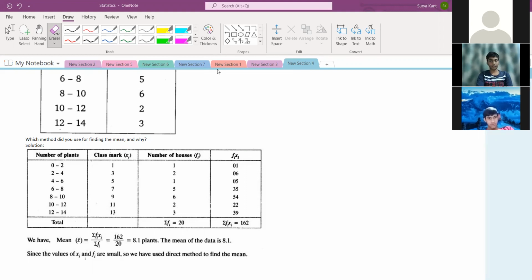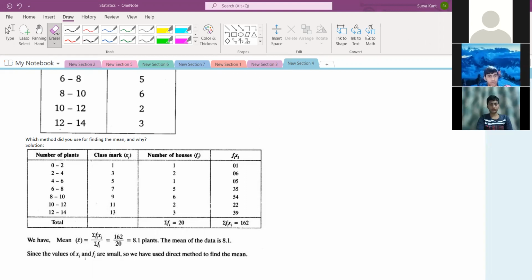Network is slow. Kritika has left. He's having a network problem or what, I don't know.